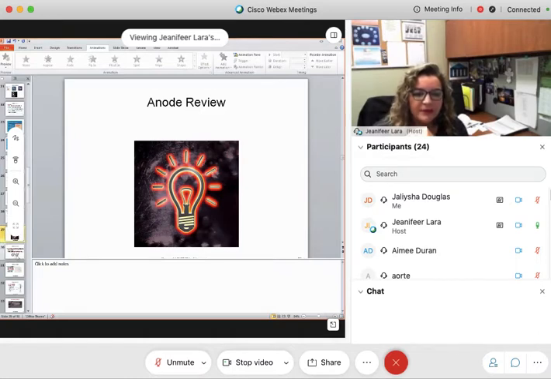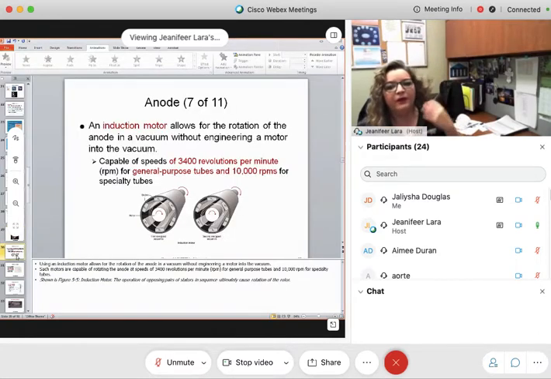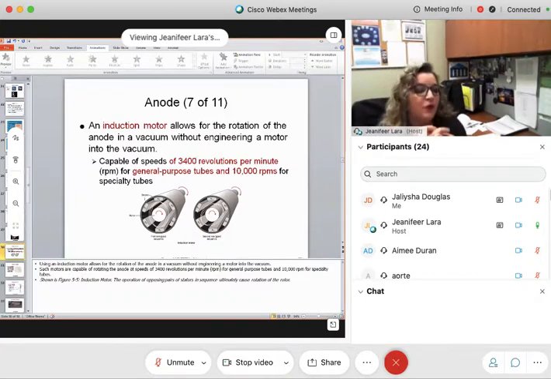All right, let me get moving. Now, the induction motor allows capable speeds of 3,400 revolutions per minute, or RPMs. That induction motor allows the anode disc to spin 3,400 times, or rotations, revolutions, per how long? Per minute.